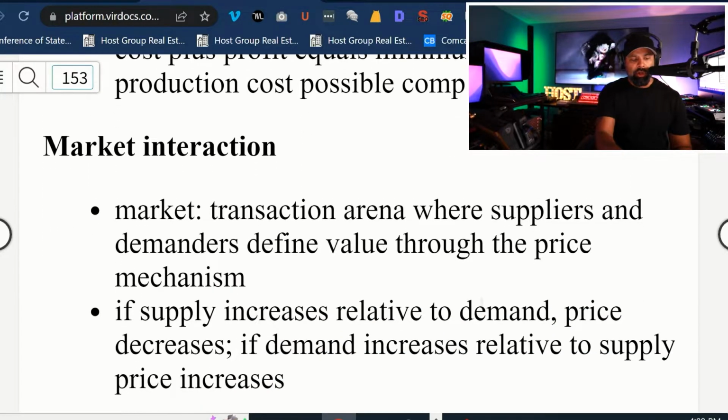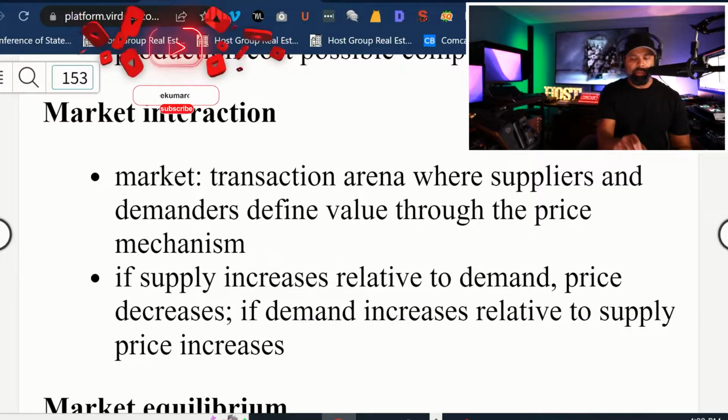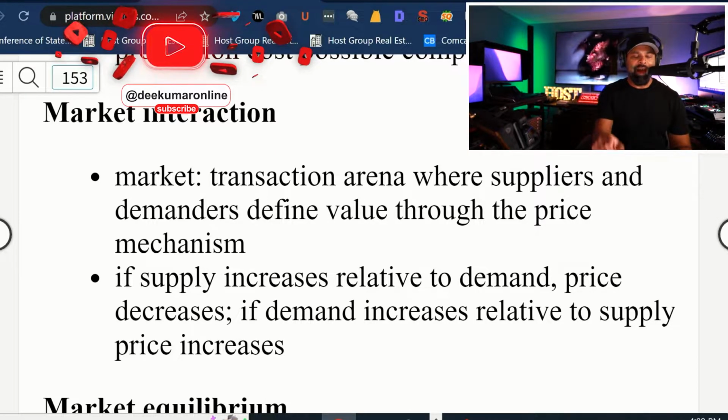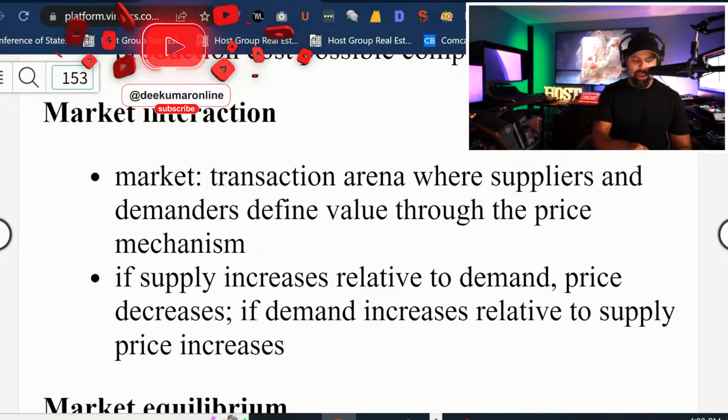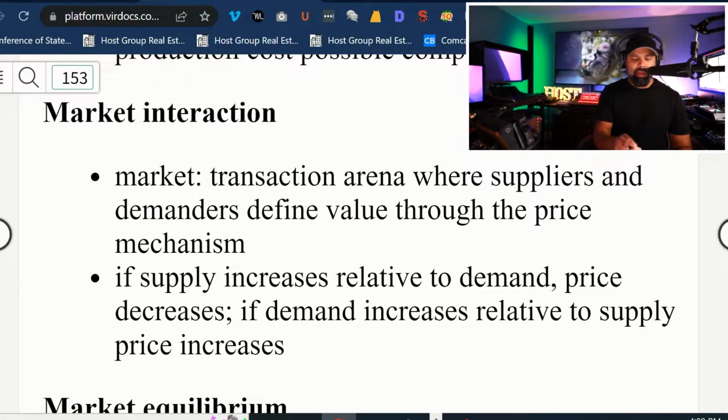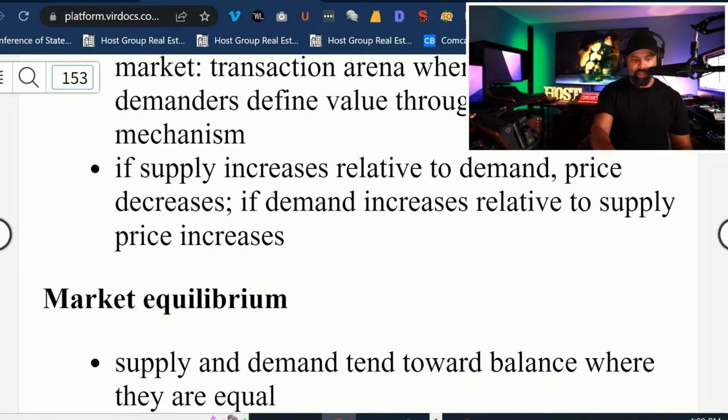Market interaction. A market is a transaction arena where suppliers and demanders define value through the price mechanism. If supply increases relative to demand, price decreases. If demand increases relative to supply, then prices increase. These simple correlations are items that you definitely want to know, because I bet those are simple questions that end up showing up on exams.